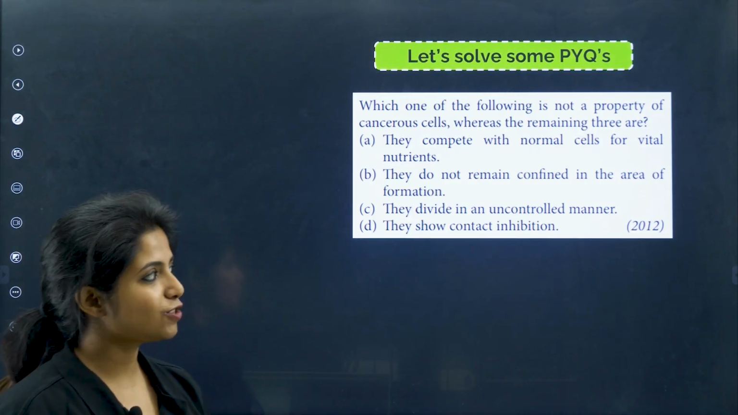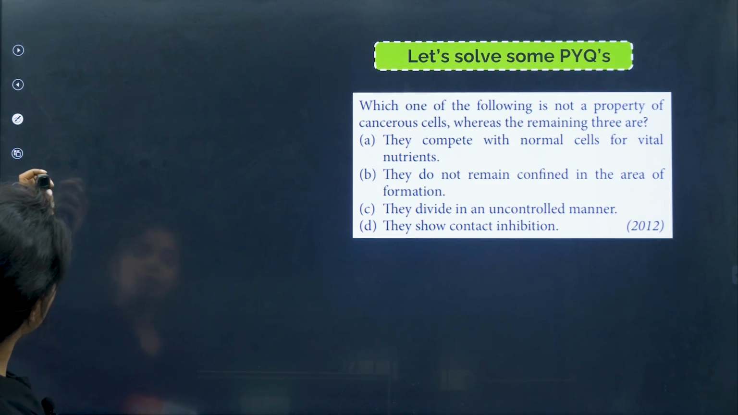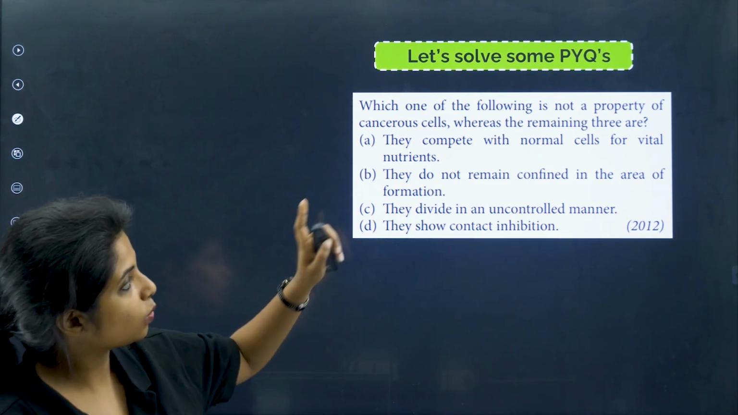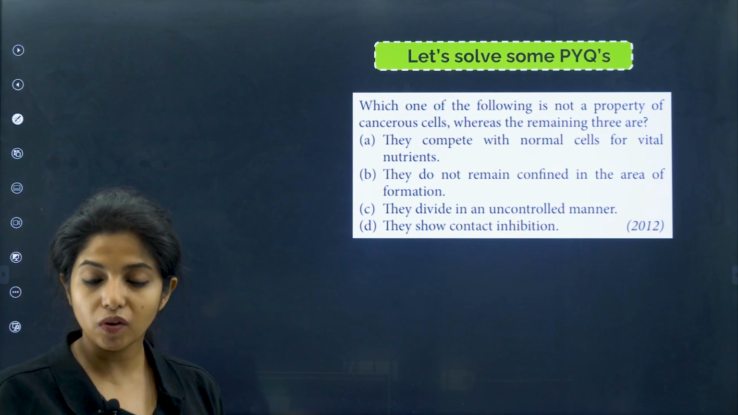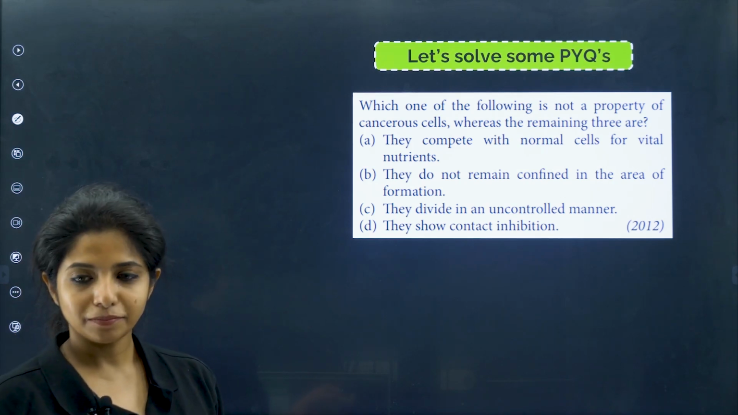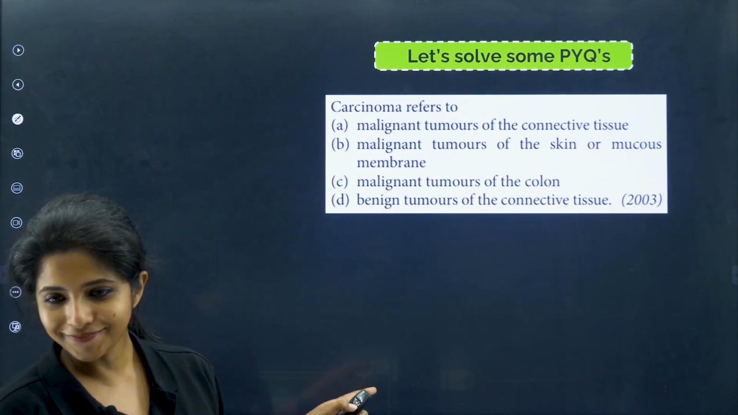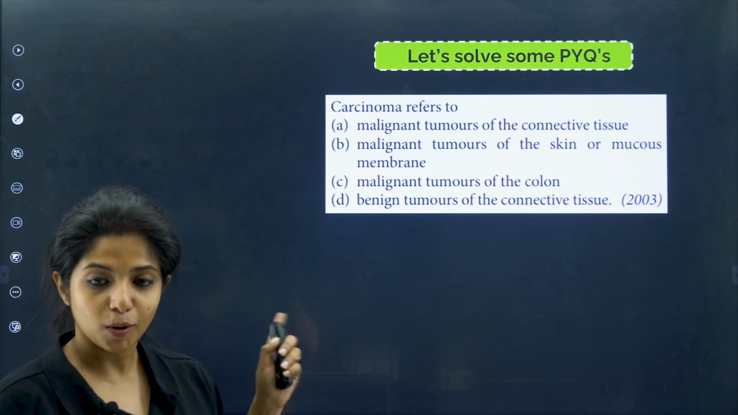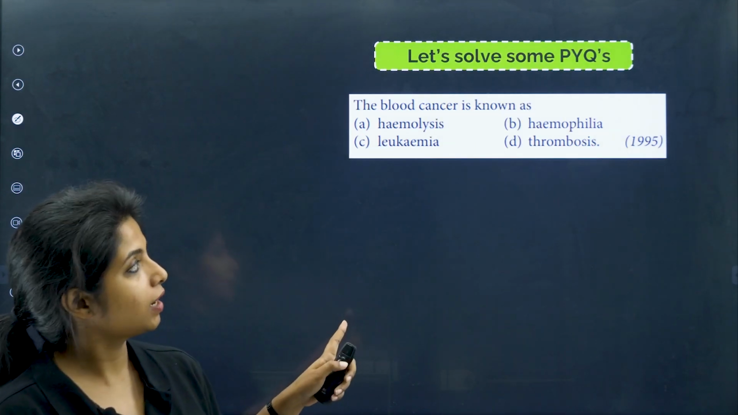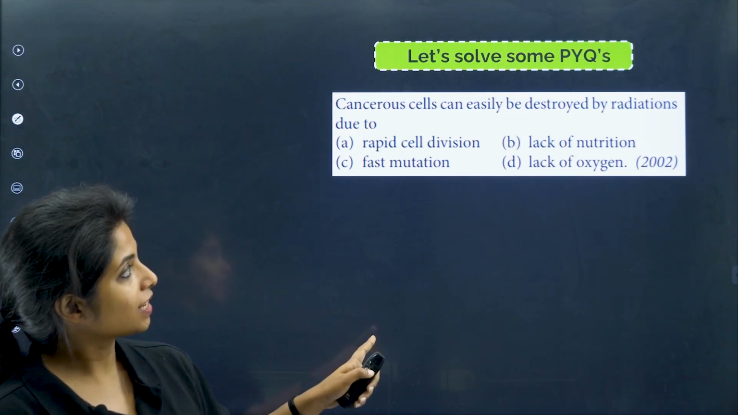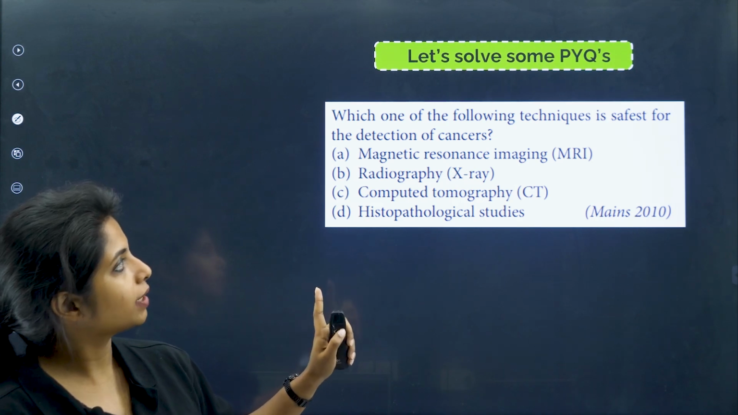And with this, we have to solve the previous year questions. So let's solve it one by one. This is one question. You can try to pause the video and answer it. This is the next one. Again, pause the video, answer it. Next one. Next one.